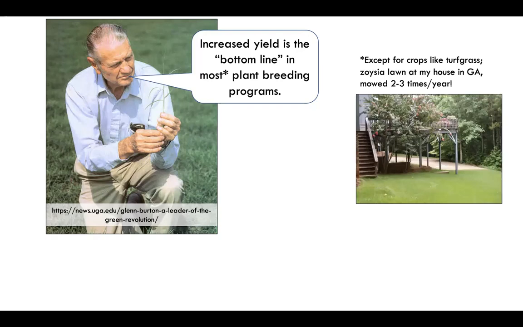When he says most, what he means is that for some things, like lawn grasses and turf grasses, you don't want high yield. This is a picture from when I lived down in Georgia. Zoysia grass lawn, I mowed maybe 2 or 3 times. Yield is the last thing I want in that yard. So there are certainly cases where yield's not important, but generally it is.